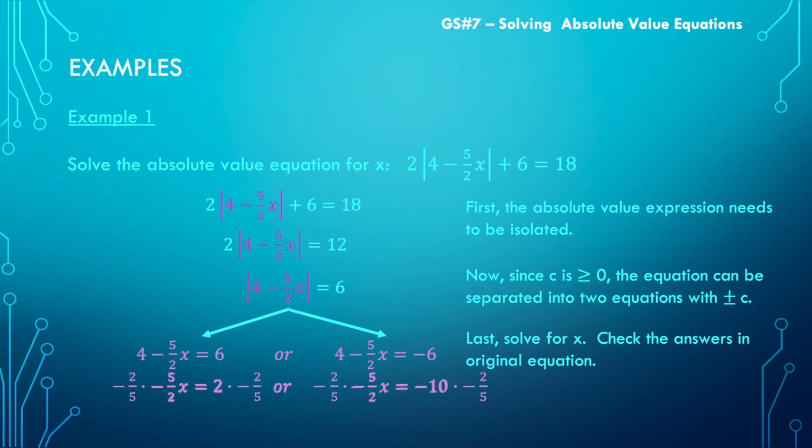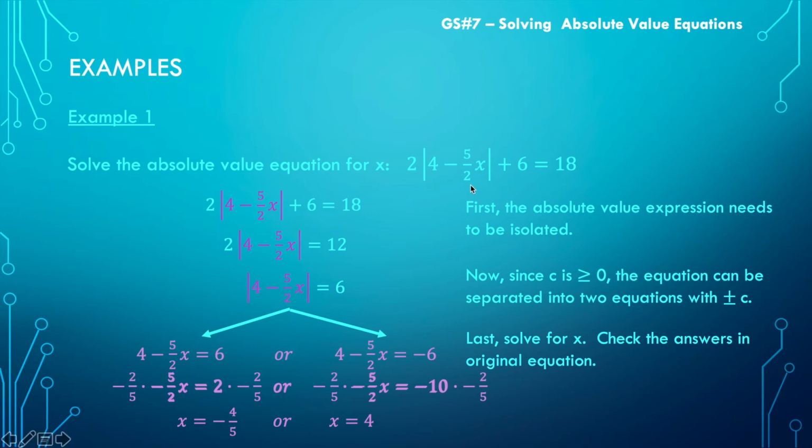Okay, awesome. Now I want to go ahead and simplify things. When I multiply this negative 2/5 times a negative 5 halves, I get a positive 10 over 10, which is just 1, x. So I'd have x on this side is equal to negative 4/5, or x is equal to negative 10 times negative 2 over 5, which is the same as positive 4. So I have my 2 solutions, and I want to make sure that they work in the original equation.